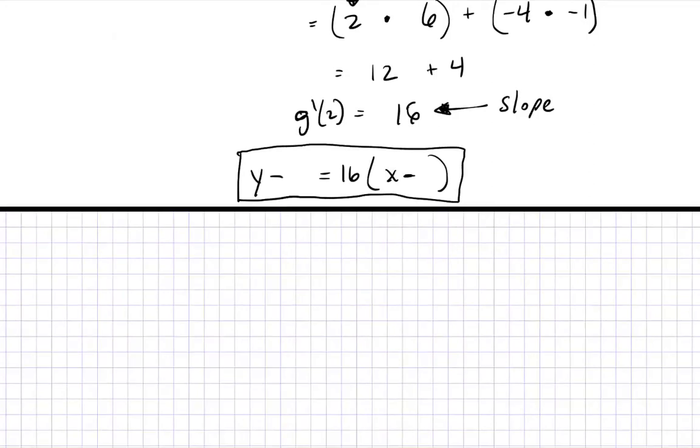Missing a few pieces though. I'm missing a y point and an x point. Do I have one of those? Which one do I have? I have -2, which is an x point. So -2 is going to go in there. So it's actually +2. How do I get my y?